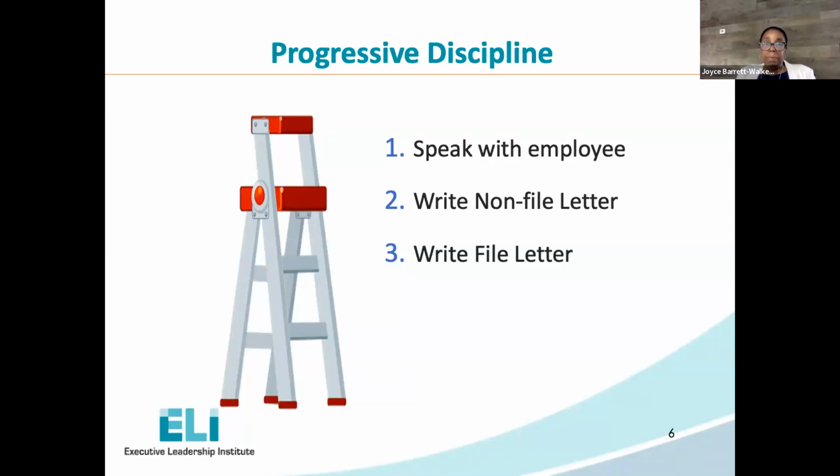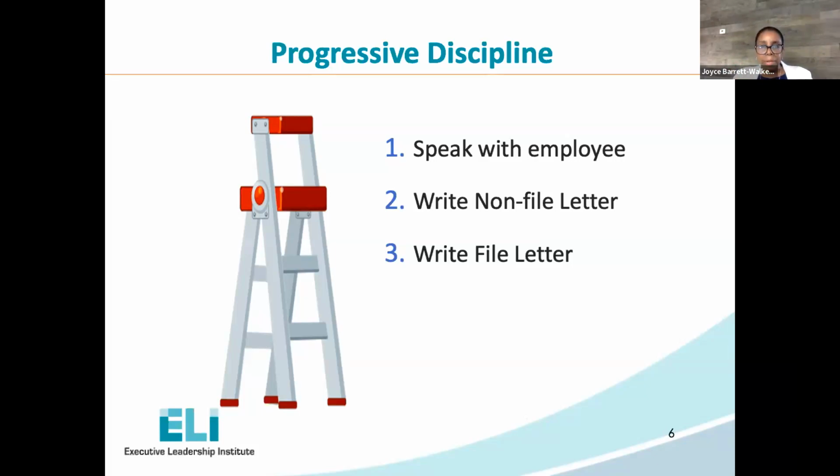Our progressive discipline, and I'm sure some of you have gone through this, is first we speak with the employee. If we see there's an infraction that they violated, we speak to them. We give them a verbal notice. If that infraction repeats itself, we write a non-file letter. It doesn't go into the file, but it's notice that they received this letter to address the issue that you are concerned with. If the behavior continues, then we write a file letter.